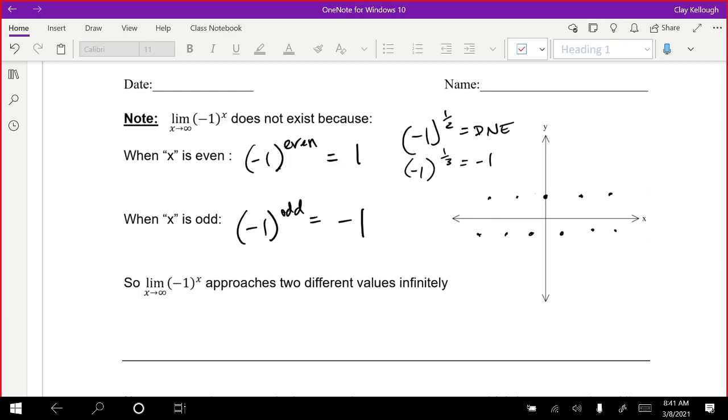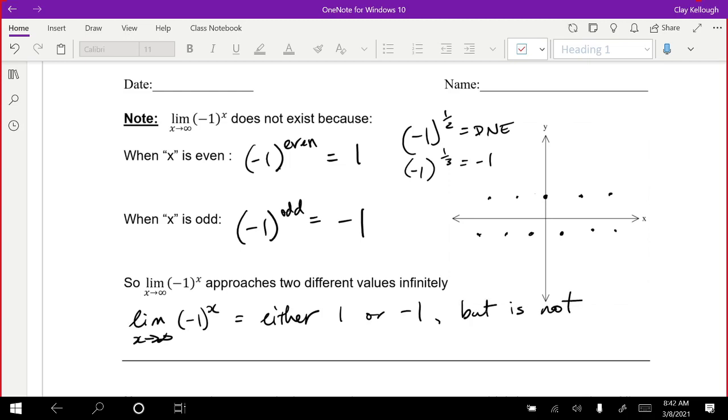You could say that the limit as x approaches infinity of (-1)^x is equal to either 1 or -1. But since it can't be defined, the limit is not definable. I'm not sure if that's how you spell definable, but good enough.